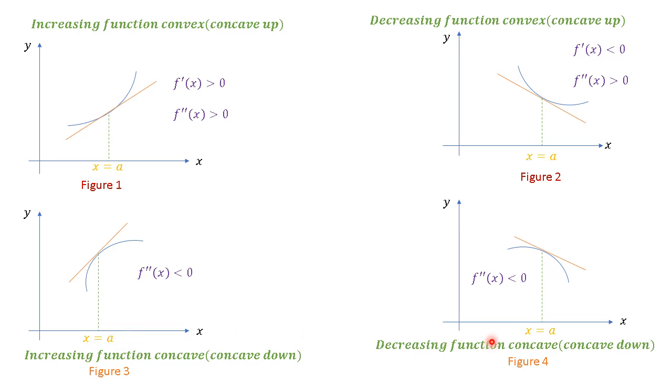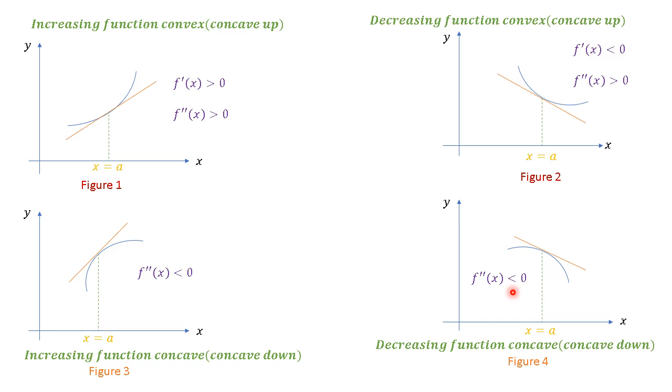Similarly, see figure 4. In this case also the graph of the function lies completely below its tangent line, so we can say that the function is also concave. Here f double dash of x is less than 0, which denotes the function is concave at x is equal to a.